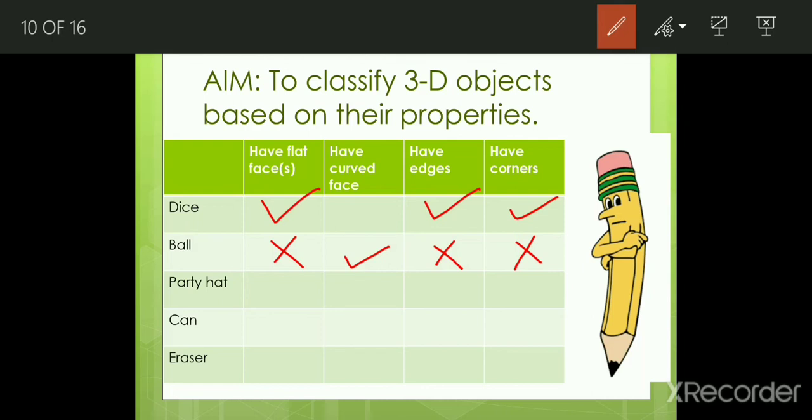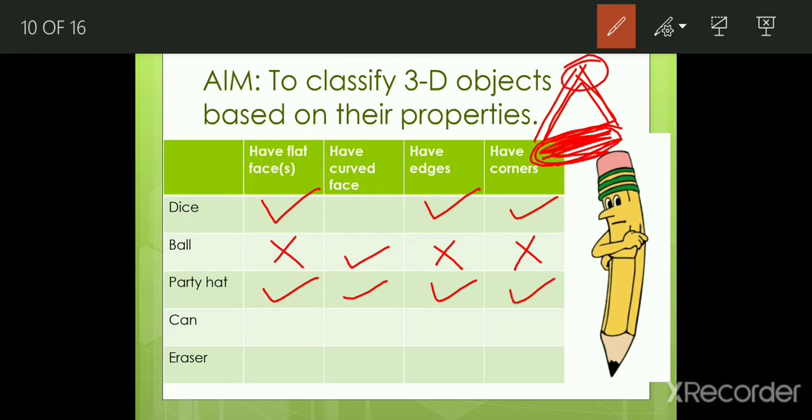Coming to the next, a party hat. Now in a party hat, we have one flat surface. In a party hat like this, we have one flat surface, which is the circle face, right? And also we have a curved face. In the triangle you can see that we have a curved face. Coming to the edges, yes, we have edges also. And corners, yes, we have corners also. The one corner you can see at the top.